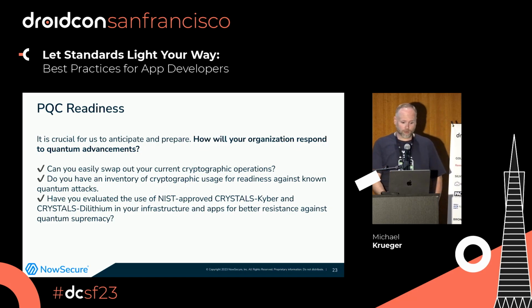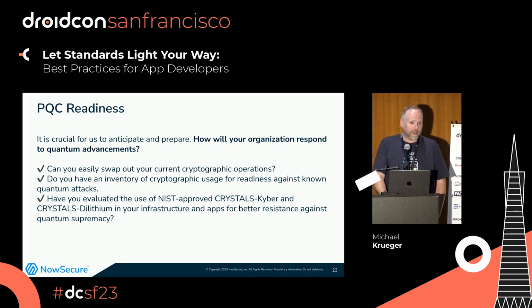So from a readiness standpoint, can you easily swap out your current cryptographic operations? I think this is probably the most important thing to consider, is how long will it take you to swap out all of your crypto? How long, and what is the cost of that? We're not saying that everything needs to be switched over, because computationally that may not be feasible, right? Crypto, it's expensive. Resource-wise, it is expensive. Now, NIST takes that into consideration with the algorithms that they're recommending, but it's expensive.